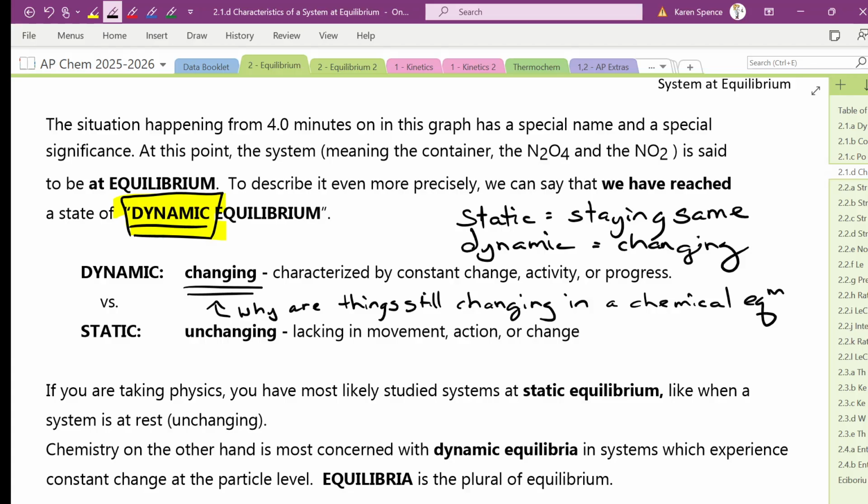What's happening in a chemical equilibrium? Yeah, the chemicals are still changing. Reactants are changing into products. Products are changing into reactants. But do you have a net change in the amounts? No. Okay, but individual molecules are changing.